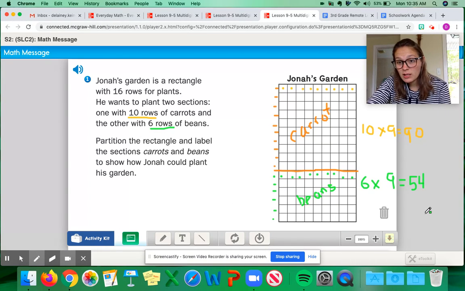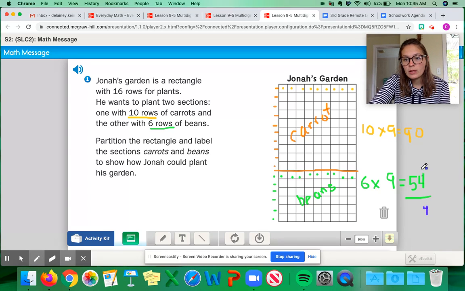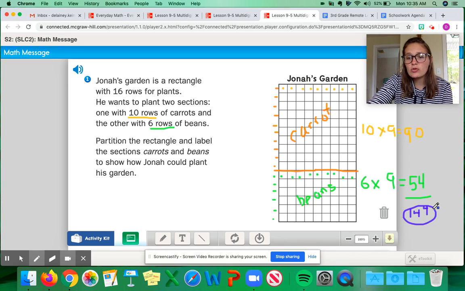If we wanted to figure out how many in all, we could do 90 plus 54. Oh boy, here we go. 0 plus 4 is 4. 9 plus 5, 9, 10, 11, 12, 13, 14. 14. So how many plants in all? 144 plants.